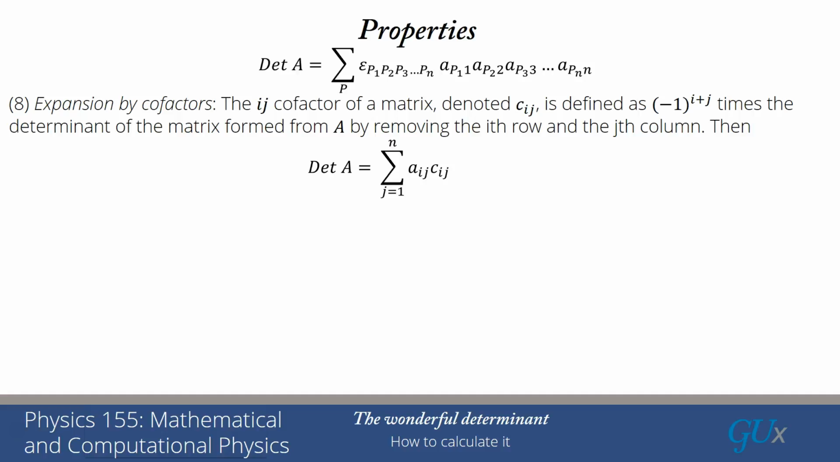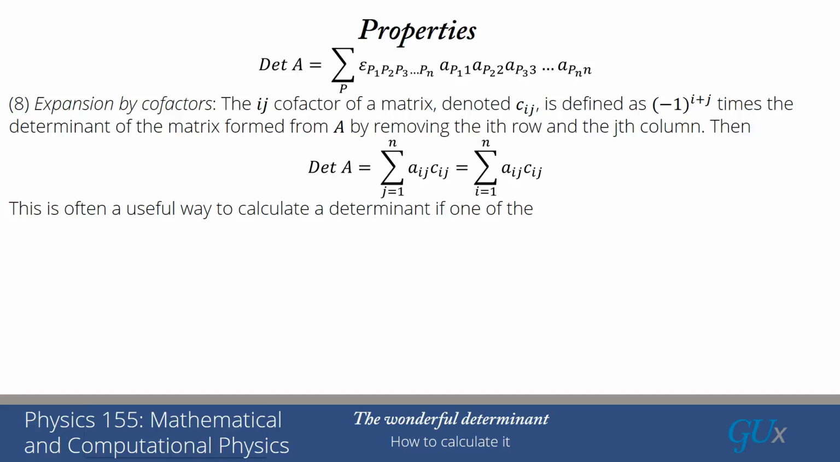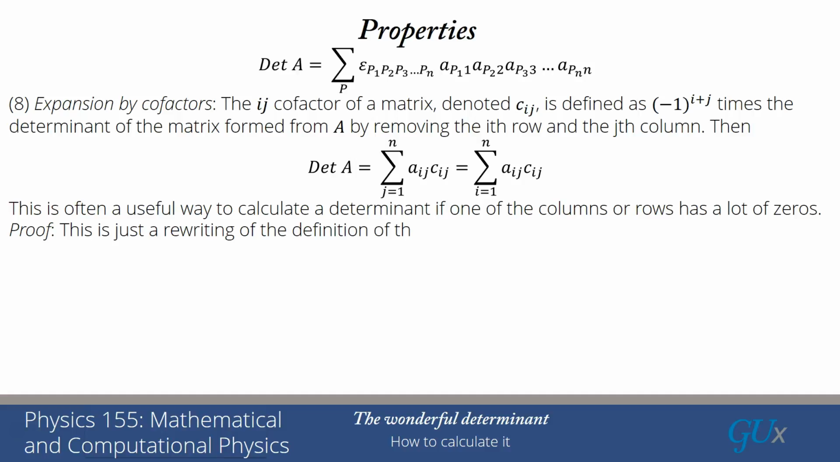Okay, now the claim is that the determinant of A is then equal to the sum over j, summing over columns, of A_ij C_ij, or it's equal to the sum over i of A_ij C_ij, where I'm then summing over rows. And this ends up being a very useful way to calculate a determinant if one of the columns or one of the rows has a lot of zeros in it, because then a lot of those A_ij terms are 0, and you find that the determinant ends up being just related to the sum over these cofactors.